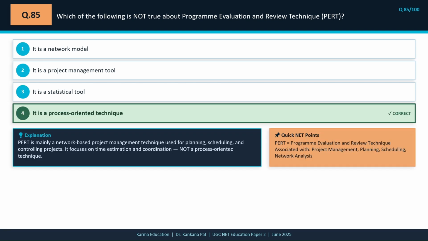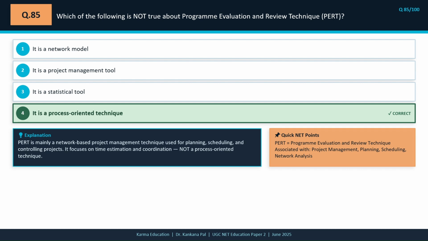Alright, the correct answer is option 4. It is a process-oriented technique. Well, according to the official answer key, PERT is mainly a network-based project management technique used for planning, scheduling, and controlling projects. It focuses on time estimation and coordination of activities. A quick net point: PERT equals program evaluation and review technique. It is associated with project management, planning, scheduling, and network analysis.